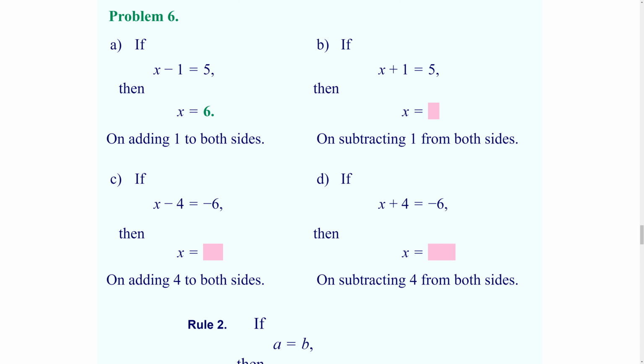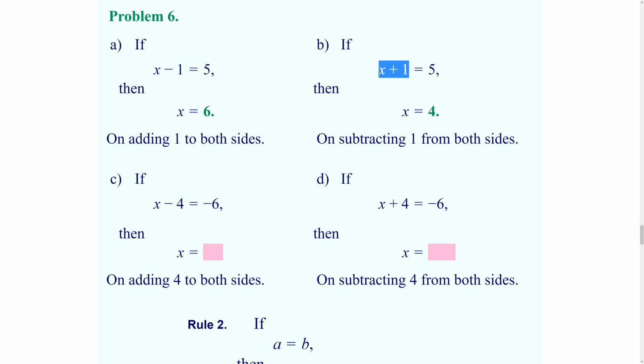B, x plus 1 equals 5. We're trying to isolate x here. So to get rid of 1, we must add the additive inverse, or subtract 1. So x plus 1 take away 1 equals... also, we must subtract 1 from 5. So x plus 1 take away 1 here equals 5 take away 1, which equals 4.